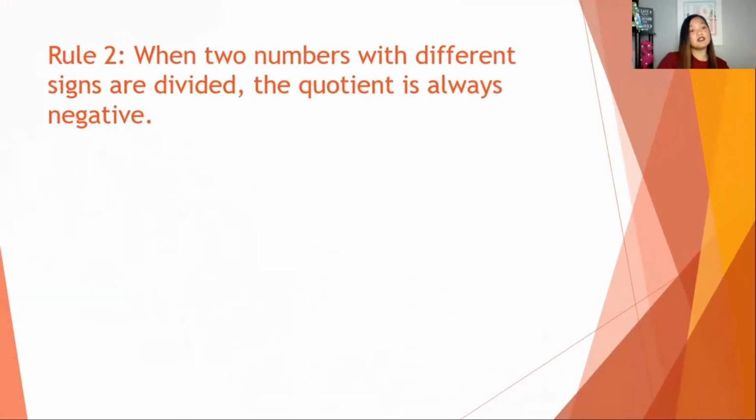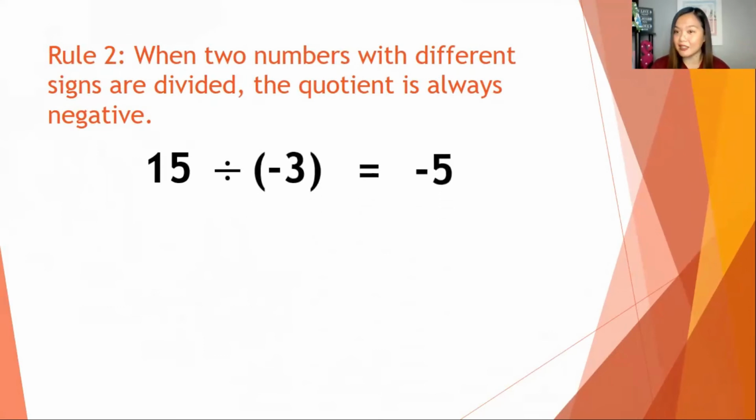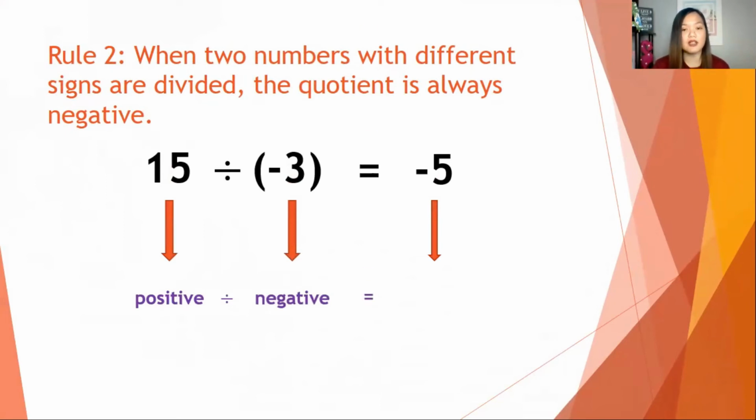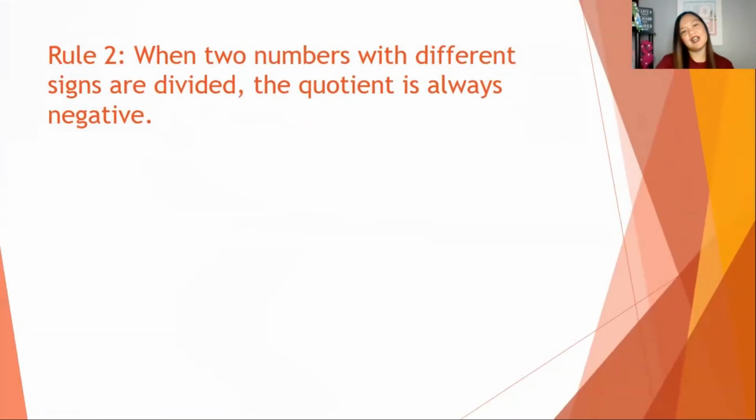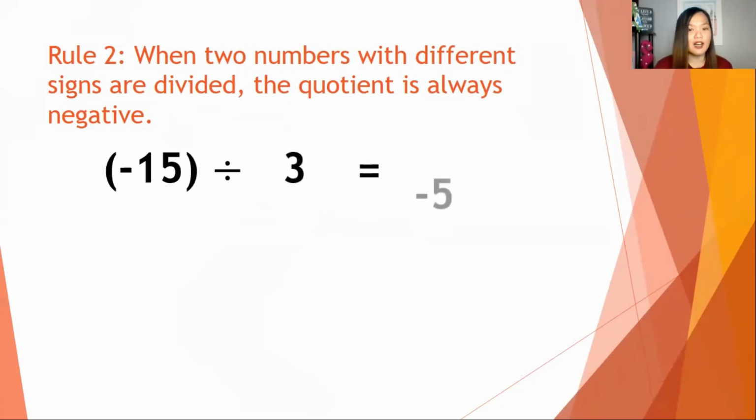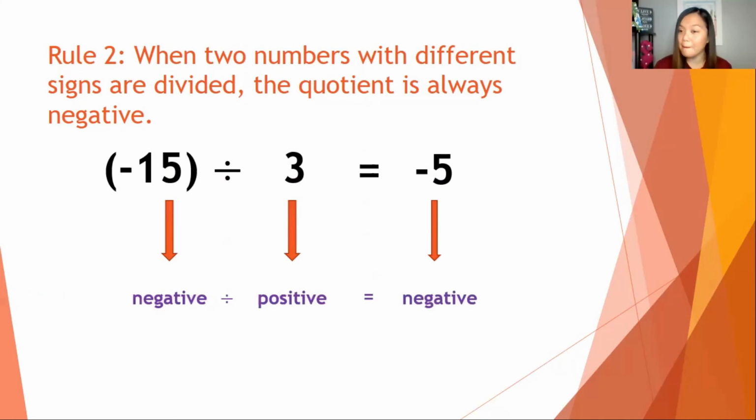But on the other side or the other rule, we know that 15 divided by negative 3, the resulting is negative 5 because positive divided by negative, they do not have the same sign. Therefore, your answer is a negative number. Yan. Also, if you have negative 15 divided by positive 3, again, you know that it's negative 5. Why? Because, again, negative divided by positive equals negative number. So your answer is negative 5.